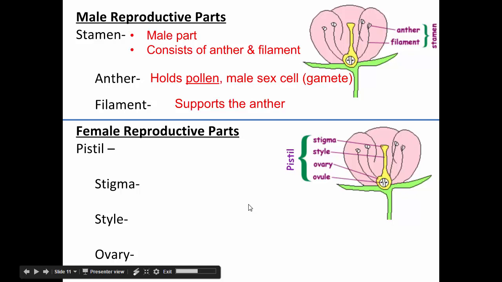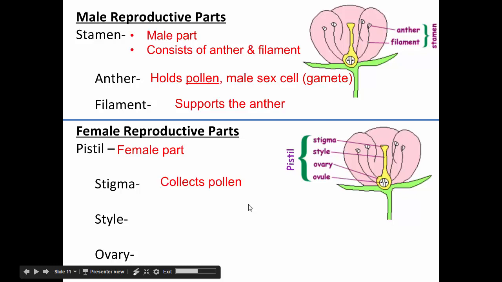The female reproductive organ in the flower is this part. The whole thing, this whole unit, is called the pistil. It's also made of other parts. Okay? The top part is called the stigma. Up here, this top part. The elongated part, okay, that's called the style. And then this round part at the bottom is called the ovary.